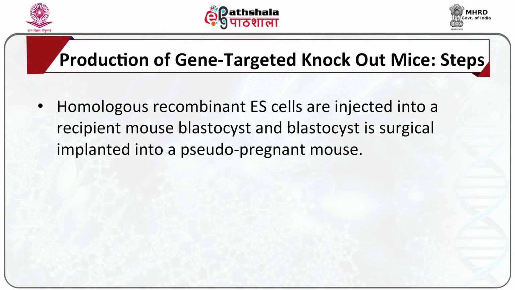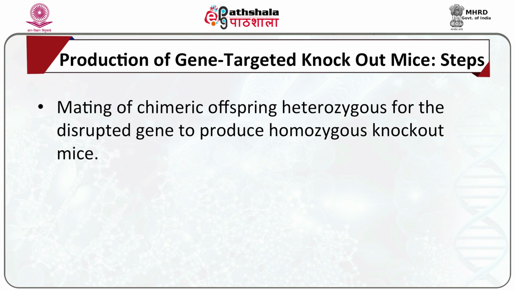Third, homologous recombinant embryonic stem cells are injected into a recipient mouse blastocyst, and the blastocyst is surgically implanted into a pseudo-pregnant mouse. And the last step is mating of chimeric offspring heterozygous for the disrupted gene to produce homozygous knockout mice.